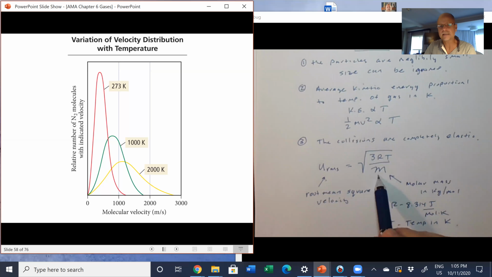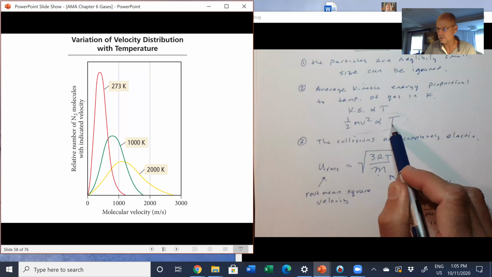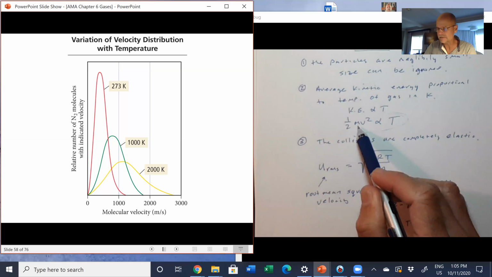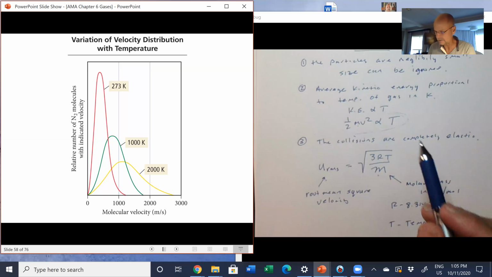So this equation tells us the root mean square velocity of a gas at a given temperature, given that we know the gas's molar mass, right? And notice as the molar mass gets bigger, what happens to the root mean square velocity? It goes down, right? Why is that? Like we saw, 1/2 mv squared is proportional to temperature. So at a given temperature, a more massive gas is going to have to move slower to have the same kinetic energy as a lighter gas, all right?